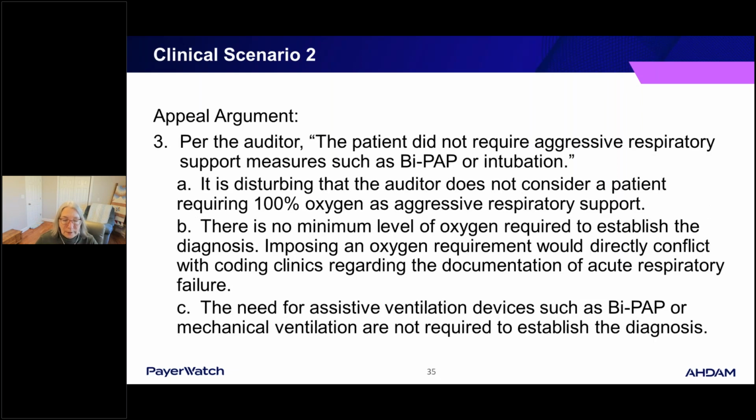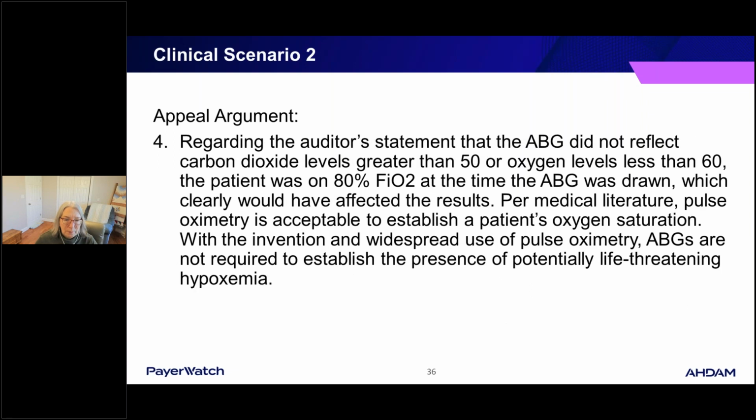The auditor also said he did not require aggressive respiratory support, such as BiPAP or intubation, and our response is that it was disturbing that the auditor does not consider a patient requiring 100% oxygen as aggressive respiratory support. There's no minimum level of oxygen required to establish a diagnosis, and imposing an oxygen requirement would directly conflict with coding clinics regarding documentation of acute respiratory failure. And of course, the need for ventilation, BiPAP, intubation, mechanical ventilation are not required to establish the diagnosis.